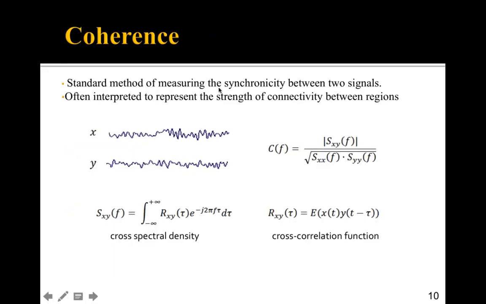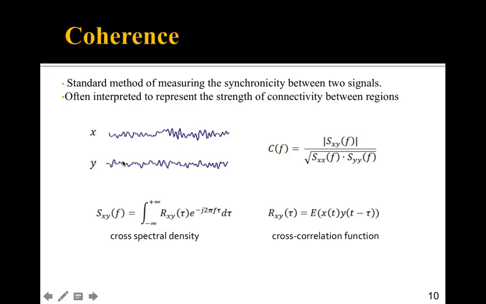So this is just a slide that shows that formula I just referred to. Here are two different signals, a signal X and a signal Y. Here's the collection of formulas for how you would estimate both. Sometimes people refer to the cross correlation function. E is the expectation value of X and the expectation value of Y.